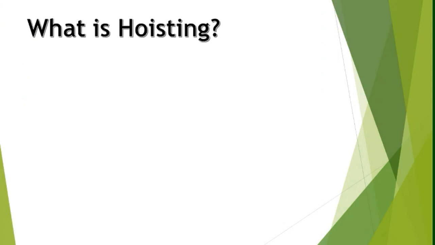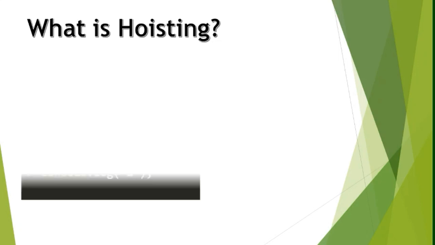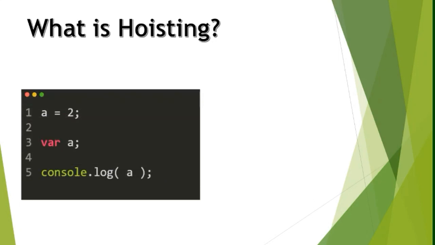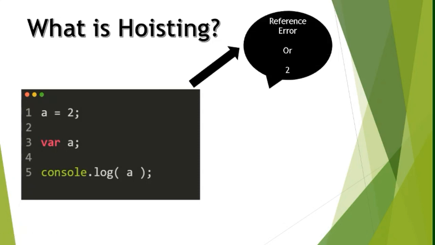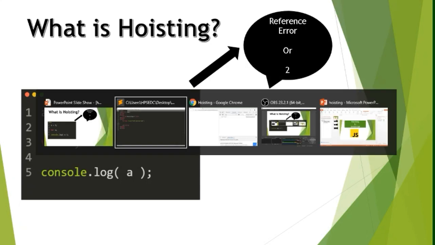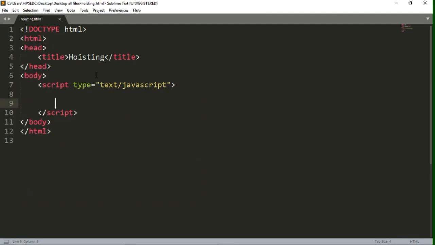Now moving forward, let's discuss what is hoisting. I have two examples. In the first example you can see I have initialized a variable and then declared it, and then finally I am logging it to the console. What do you guys think will be the output of this code? Some of you think it would be 2 or it would be a reference error. Now if you know that JavaScript is an interpreted language, then by interpreting line by line it should be a reference error.